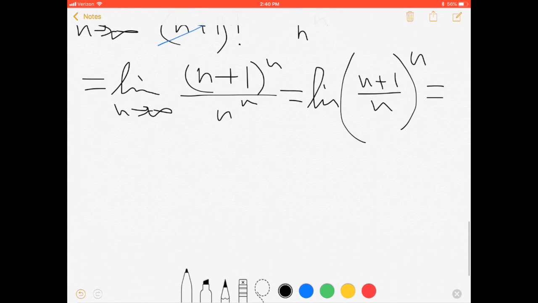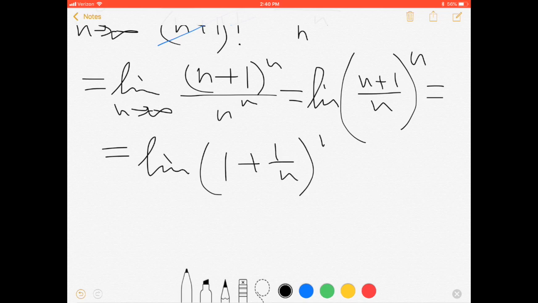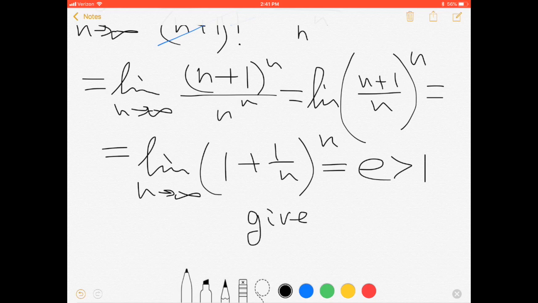and this one I rewrite like 1 plus 1 over n power n. I hope you remember, when you study L'Hopital rules, we prove this limit is equal e. But this is greater than 1, and this means our series diverges.